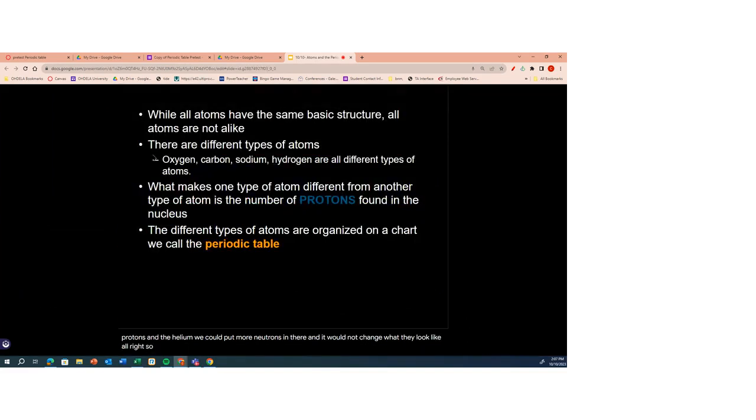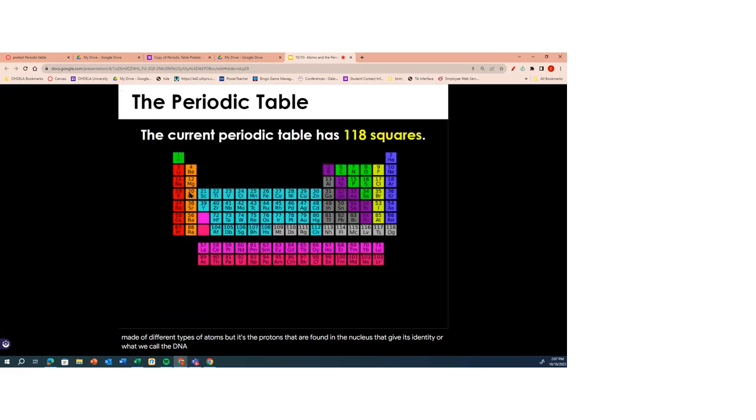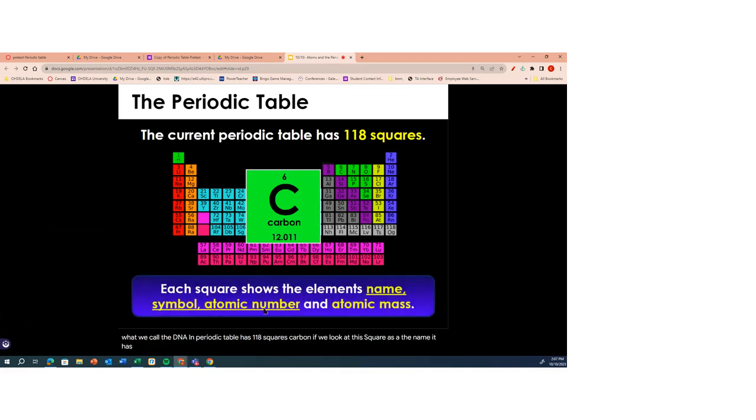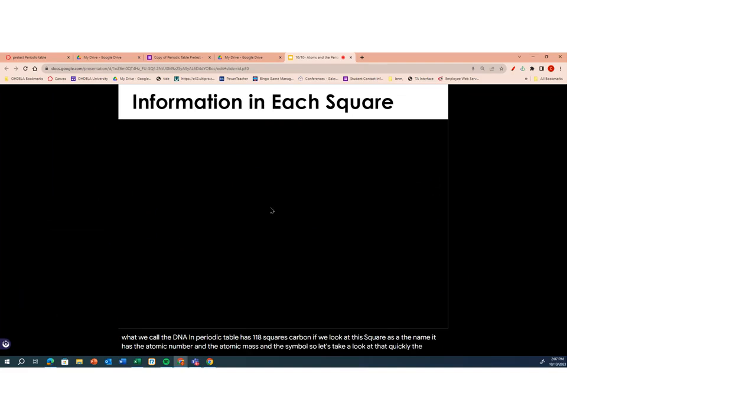Right, so there are different atoms: oxygen, carbon, sodium, hydrogen all have different atoms. They're made of different types of atoms, but it's the protons found in the nucleus that give its identity, or what we call the DNA. So the current periodic table has 118 squares. Carbon, we look at this square, has the name, it has the atomic number, the atomic mass, and the symbol. So let's take a look at the information in each square.